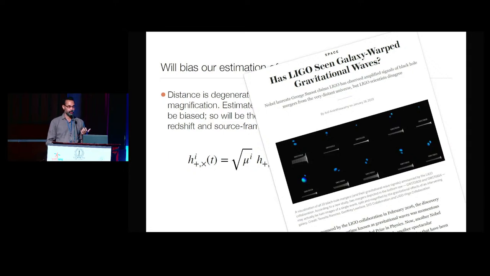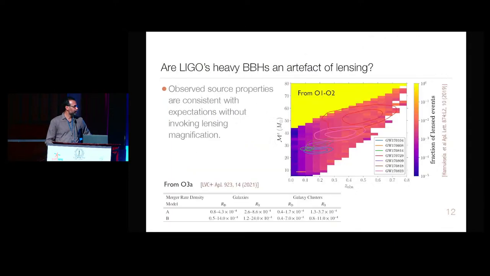And indeed, some people have actually proposed this idea. It's a very intriguing idea. But if you just invoke the standard understanding of astrophysics, one doesn't need to invoke this rather exotic picture to explain the observed masses of black holes. And it turns out that if you take our standard understanding of astrophysics, the probability of seeing a strongly lensed gravitational wave signal in the small number of samples that we detected is rather small.